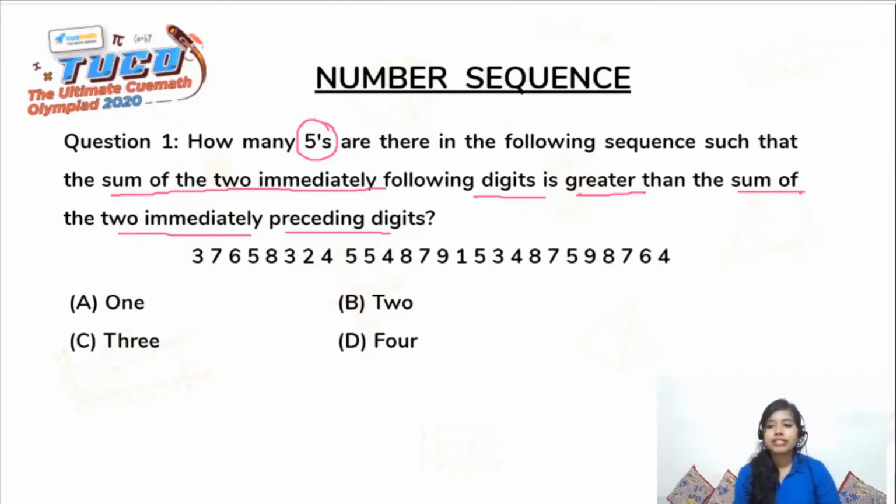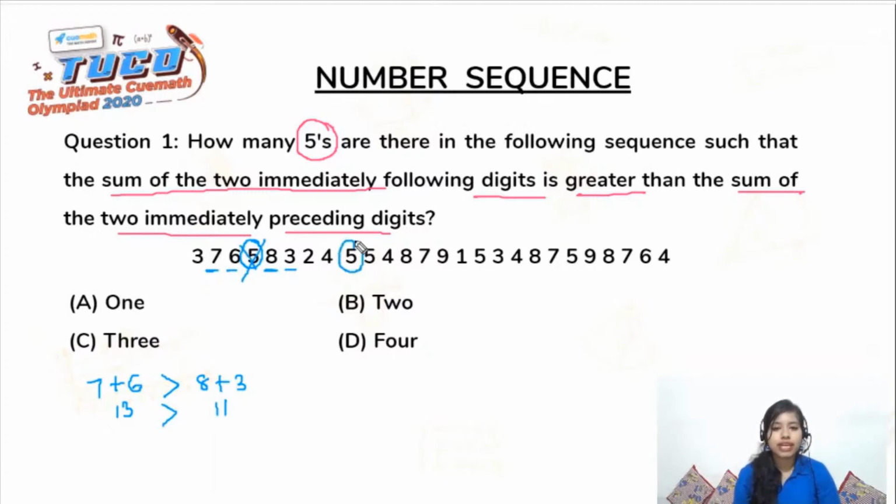Okay. So in this case, we are first going to mark the 5s. So here I have a 5. For this, let's check what the two preceding digits are. We have a 7 and 6. And we know that 7 plus 6 gives us 13, right? And the following digits are 8 and 3. 8 and 3 gives us 11, correct? So here we see that the sum of the following digits is lesser than the sum of the preceding digits. Hence, we will not consider this.